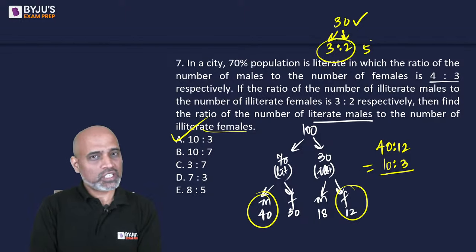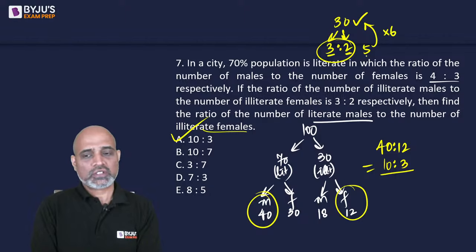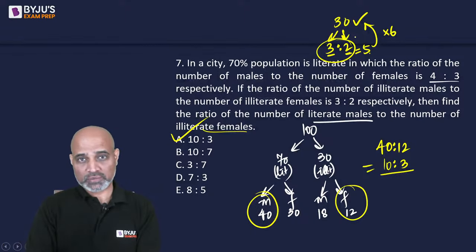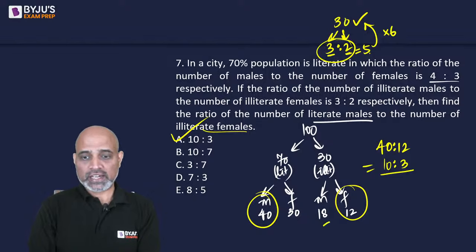But what is the total given? 30. How many times is that? 6. Multiply everything by 6. Because if their sum is going to be 6 times, that means the individual values are going to be 6 times. Right? So 3 into 6 will give you 18, and 2 into 6 will give you 12.